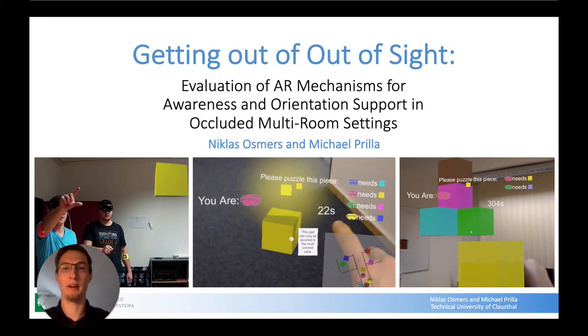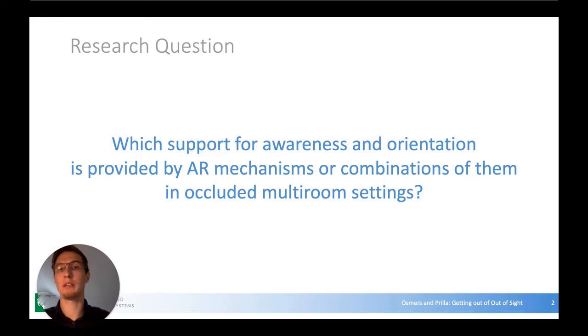Hello and welcome everybody. My name is Osmers and today I want to present you my paper, Getting Out of Sight. In our paper, we were dealing with the research question reading as follows: which support for awareness and orientation is provided by AR mechanisms or combinations of them in occluded multi-room settings?